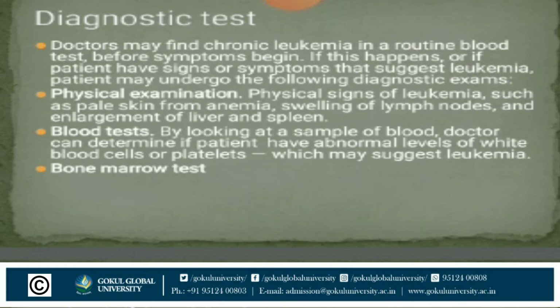Second one is the blood test. By looking at a sample of blood, the doctor can determine if the patient has an abnormal level of white blood cells or platelets, which may suggest leukemia. So the blood test is a very important test in leukemia because after the blood test we can exactly identify the condition of the patient.